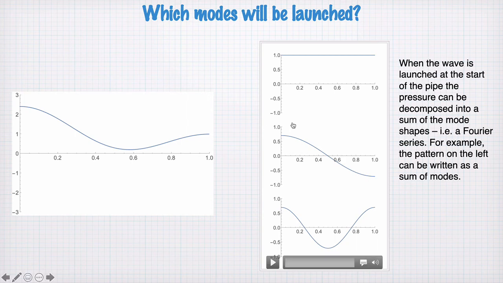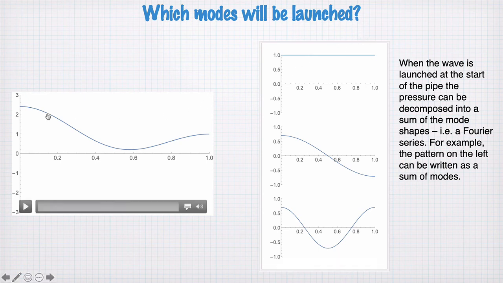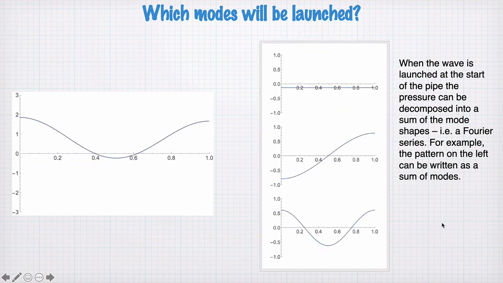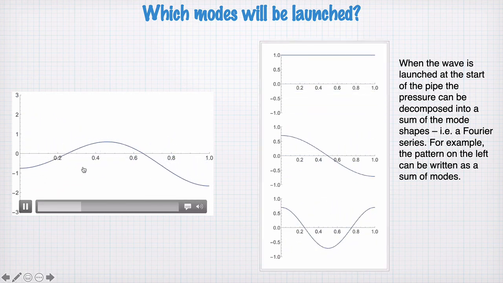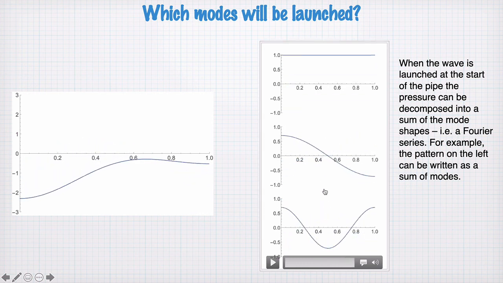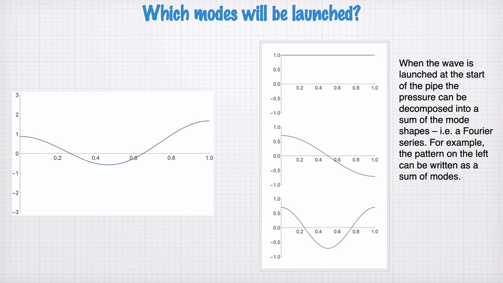So when we launch a wave at the start of the pipe, the shape of the pressure at the beginning of that pipe can be decomposed into a sum of different Fourier components, and that will tell you which modes are launched. So for example, with this particular pressure profile here, which I can play like this, I can write that as a sum of these 3 modes here. And so if I drive the end of the pipe with this pattern here, in fact what I'm doing is I'm driving it with a superposition of these modes. And that's the 0, 0 mode, the 1, 0, and the 2, 0 modes. In this case, where I'm just looking at a single transverse dimension.